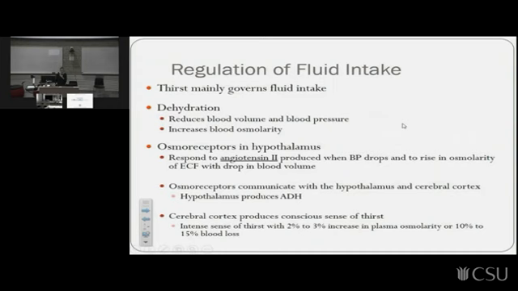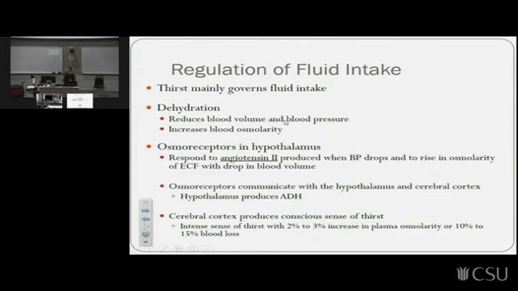So the regulation of fluid intake is mainly governed by thirst, which is controlled by the following factors. We've got dehydration, and then also the osmoreceptors in the hypothalamus. Dehydration reduces blood volume and blood pressure. This is because we've got a reduction in readily available fluids in the body, and it also increases blood osmolarity. Because we've got a reduction in volume and an increase in the number of solutes, this causes an increase in the osmolarity.